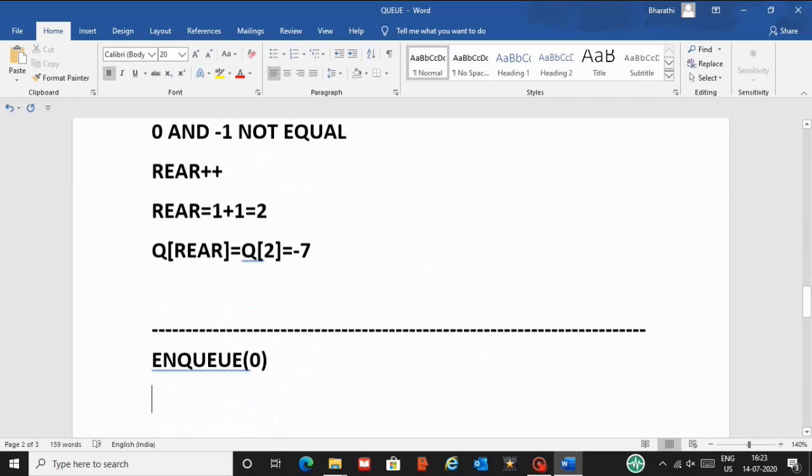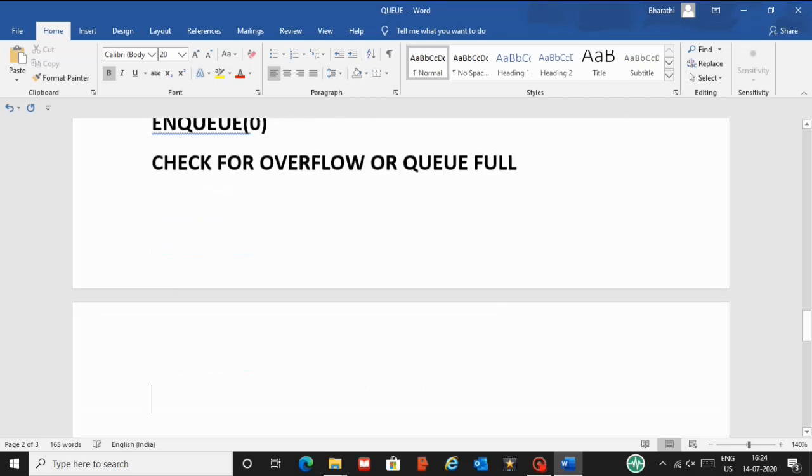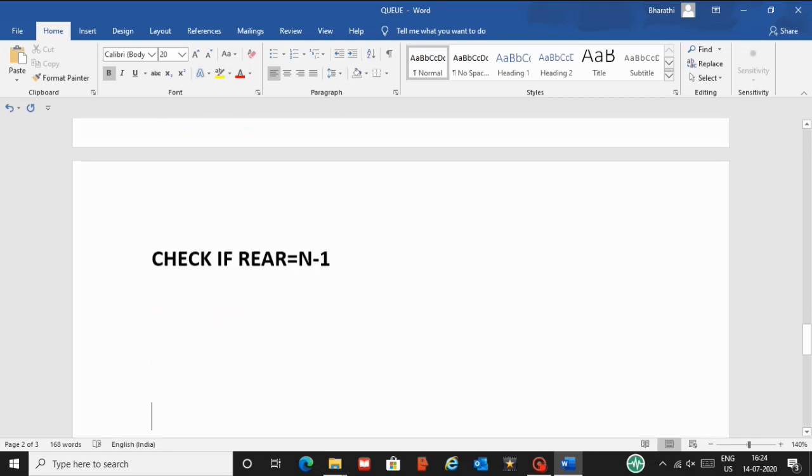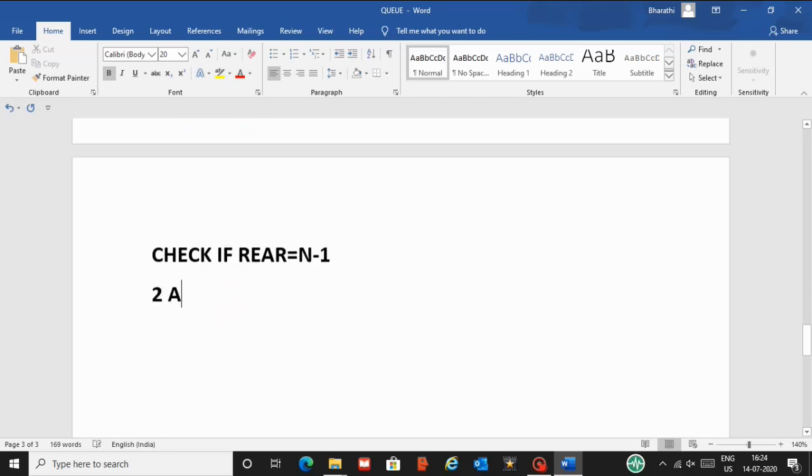Okay. First you have to check for Q full, check for overflow or Q full condition. How do you check? Check if rear is equal to n minus 1. What is the value of rear here? Value of rear was 2, right? So 2 and 4, not equal. So it is not overflow.